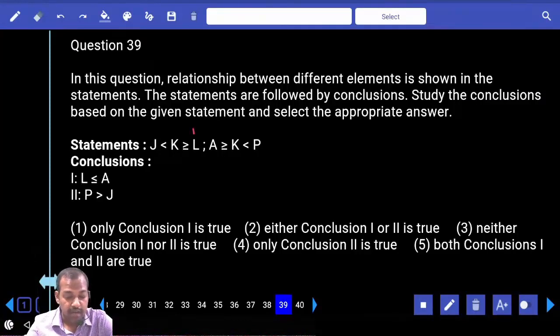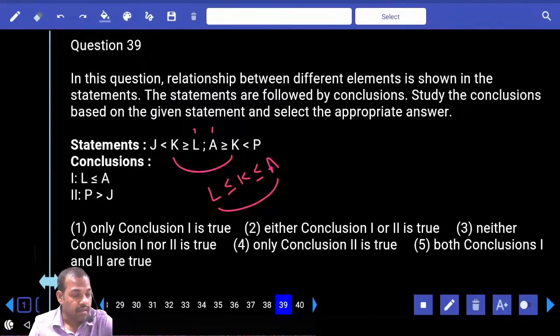So L is in the first statement and A is in the second statement. The common variable is K. That means L less than or equal to K and K less than or equal to A. Now tell me, what is the condition between L and A here? Less than or equal to. Satisfying or not, isn't it?